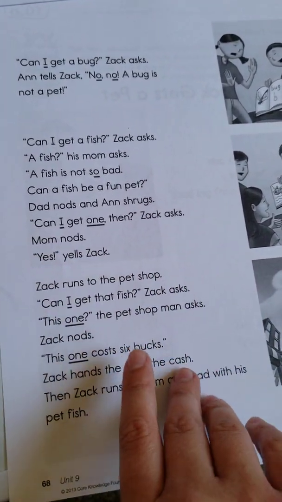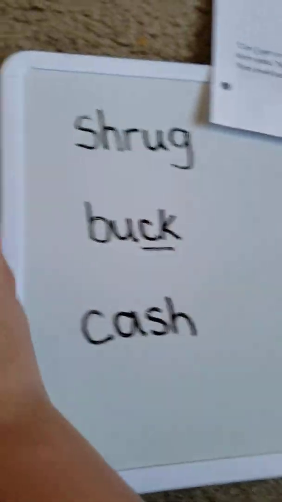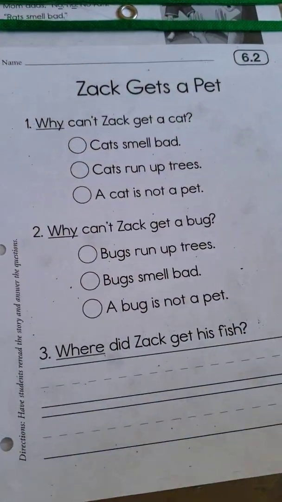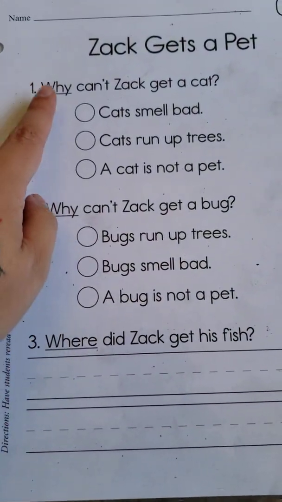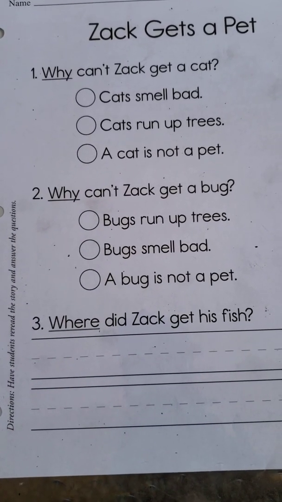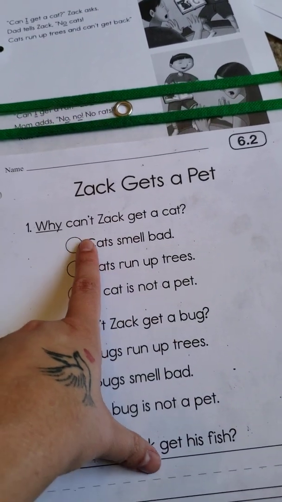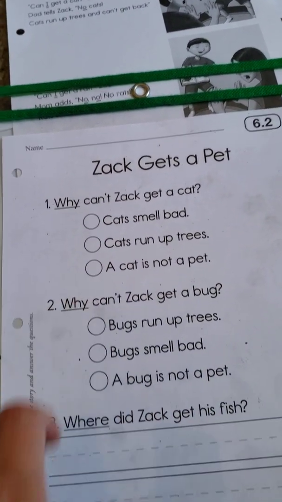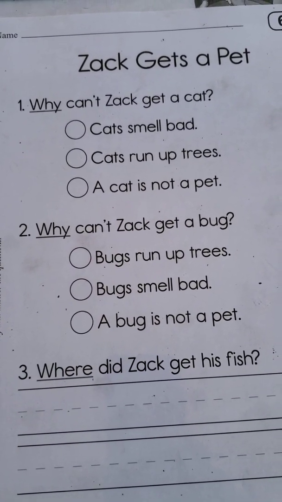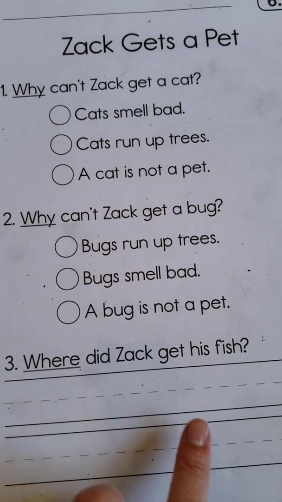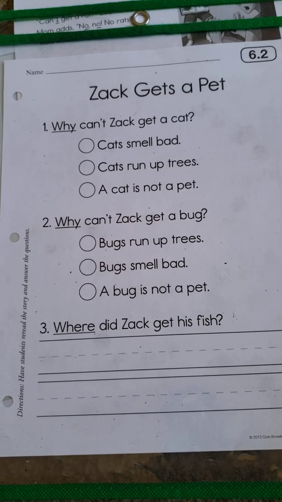So I want you to try to read this by yourself, to a family member. And then we can go back to our questions. I want you to do all of these on your own. So why can't Zach get a cat? Remember, that was at the beginning of the story. You're going to find the answer, and you can just color in the circle that matches. Why can't Zach get a bug? And then where did Zach get his fish? Those are the 3 questions you have to answer.